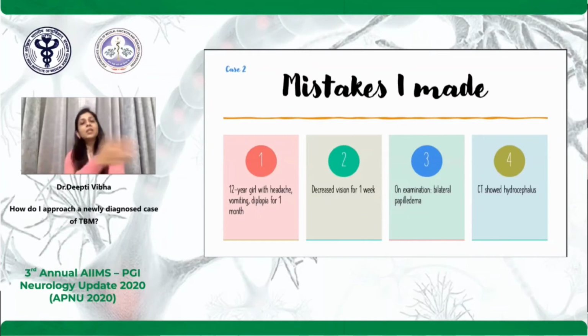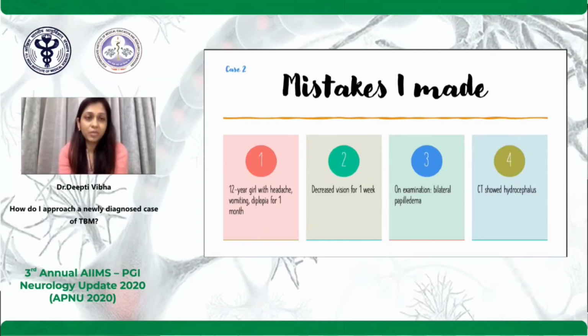Now, because I'm discussing how we can go wrong in the diagnosis of TBM, let me start with my own mistakes. This was when I was a resident, and a 12-year-old girl came with headache, vomiting, diplopia for 1 month. There was decreased vision for 1 week. On examination, there was bilateral 6th nerve palsy with bilateral papilledema. There was a CT film which showed hydrocephalus, and I was excited. I knew I had to do a CSF in this patient, and it would be TBM.